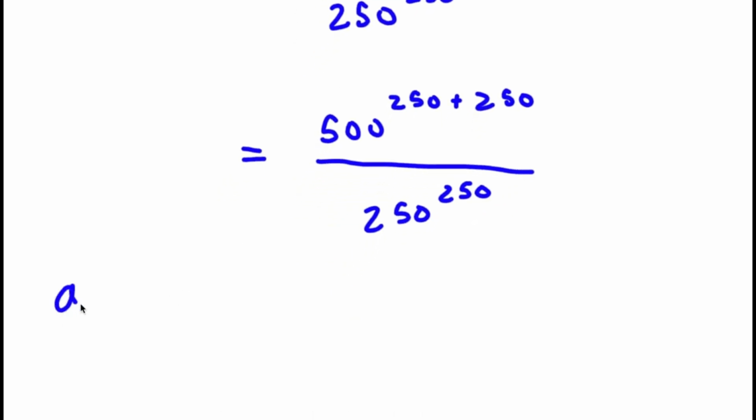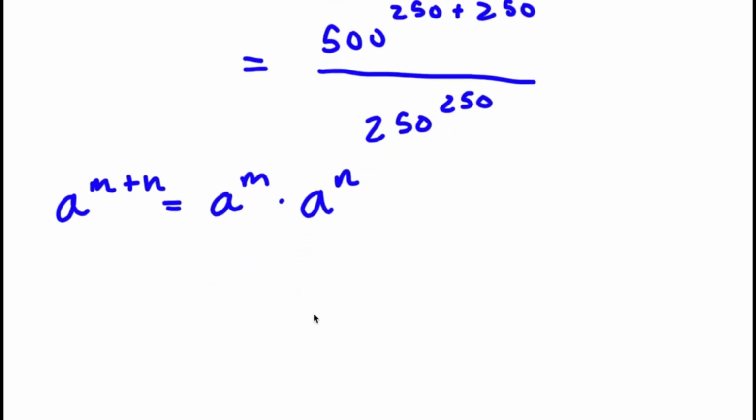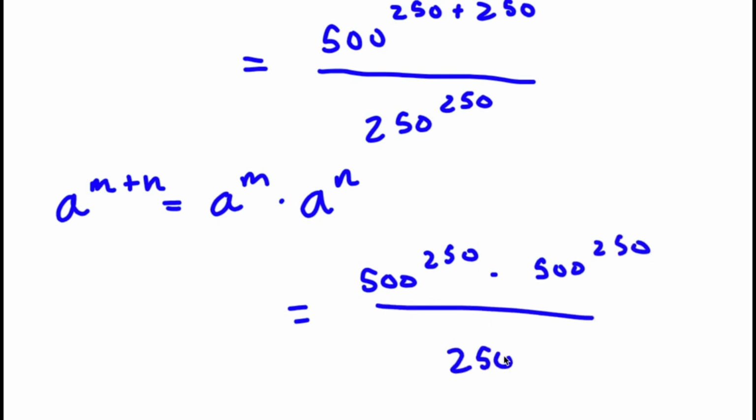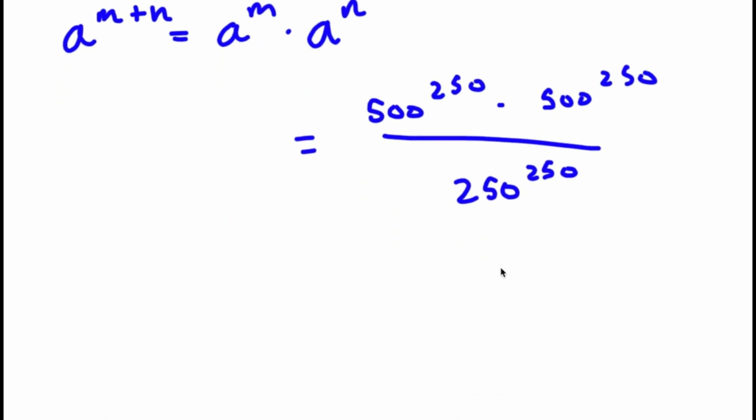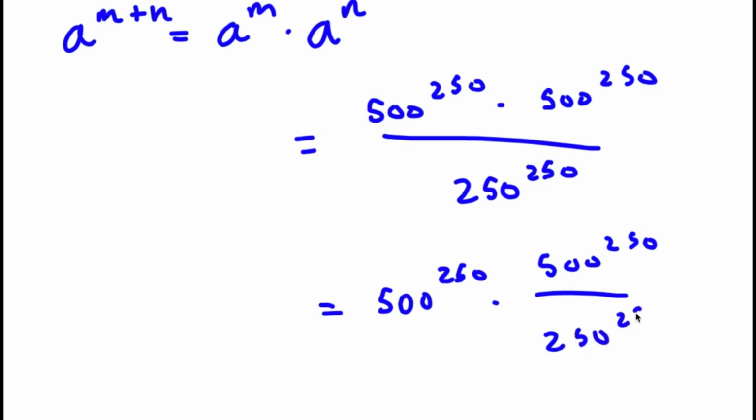Now, if I have something in the form a to the power of m plus n, this is simply equal to a to the power of m times a to the power of n. So in this case, 500 to the power of 250 plus 250 is equal to 500 to the power of 250 times 500 to the power of 250. And now I have this over 250 to the power of 250. Now, this is the same thing as 500 to the power of 250 times 500 to the power of 250 over 250 to the power of 250.